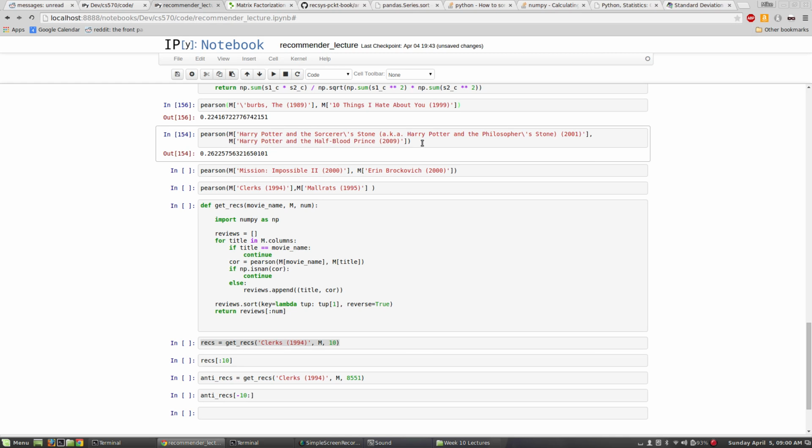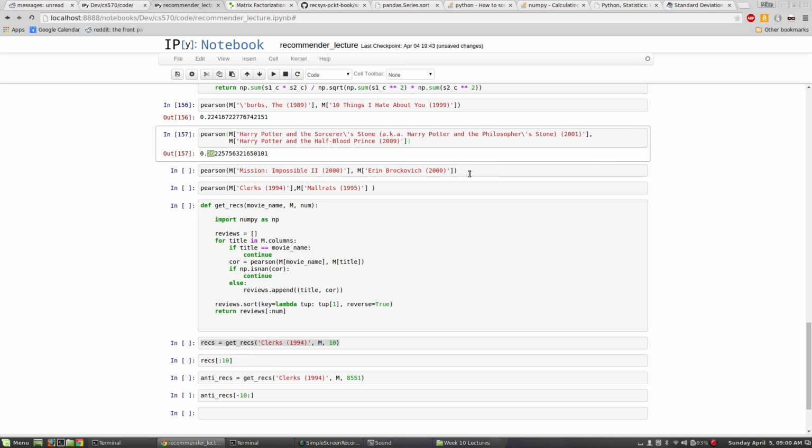It's probably safe to assume that people that like Harry Potter and the Sorcerer's Stone would also like Harry Potter and the Half-Blood Prince. Makes sense. They're in the same series. You see that those two actually only have a correlation coefficient of 0.26. So actually, so far, it looks like these two movies are pretty strongly correlated.